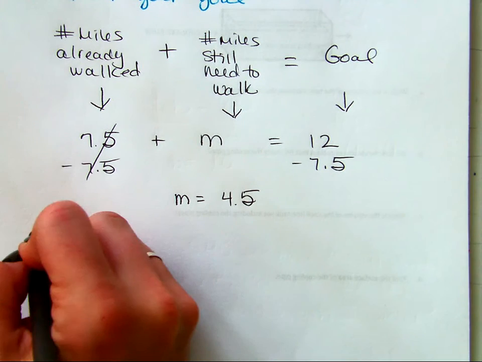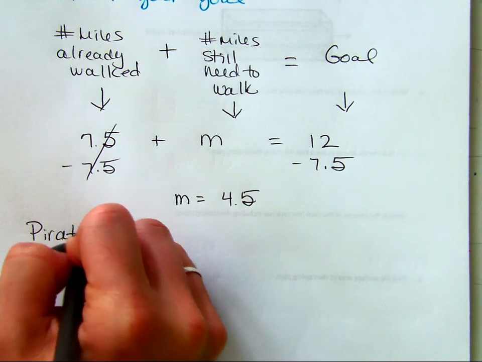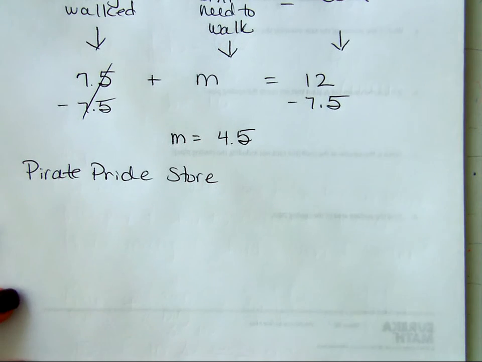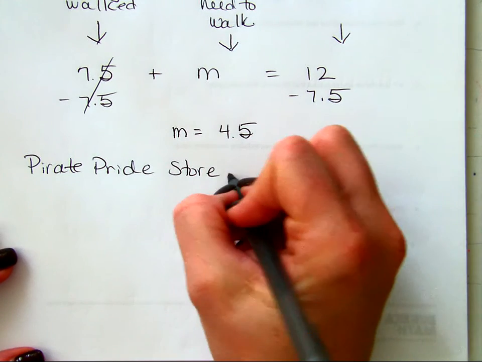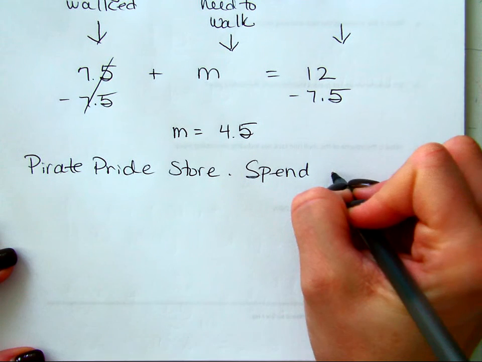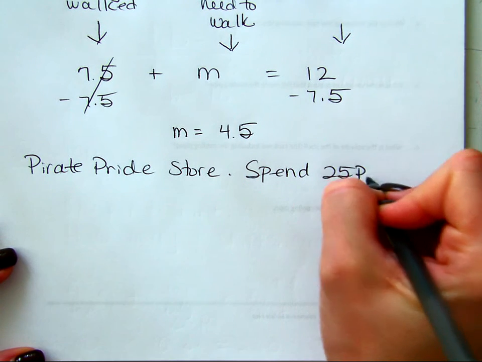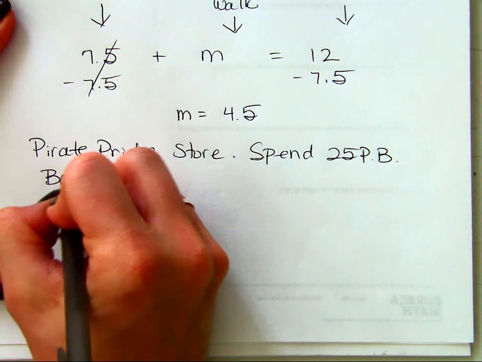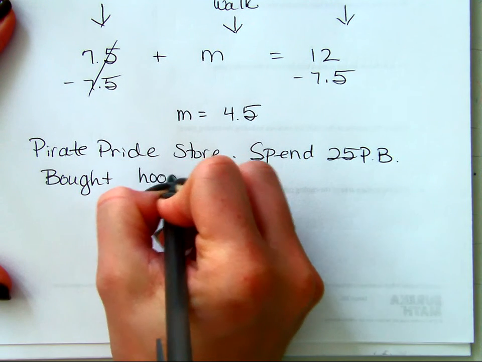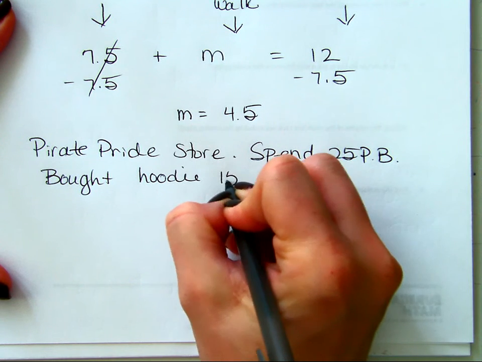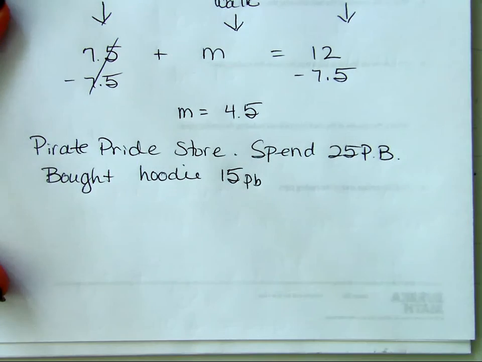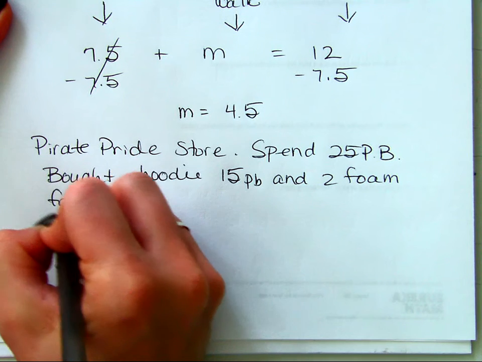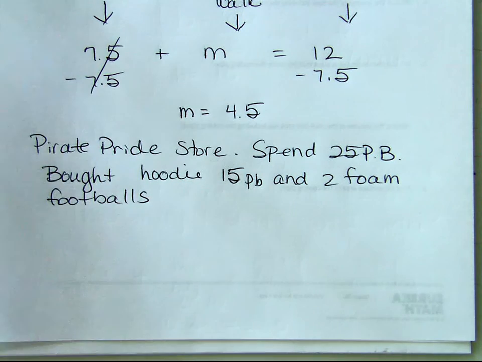So let's say the Pirate Pride store is open for business. And there are a lot of items you can get in there, right? You go and you spend a total of, you wipe out your whole wallet. You spend all 25 Pirate Bucks that you have. And what you walked away with is a hoodie. They have hoodies in there. I think they're more than this, but. So you spent 15 Pirate Bucks on a hoodie. And you also got 2 of those foam footballs. Do they have those? Okay. They have some type of stuff there.